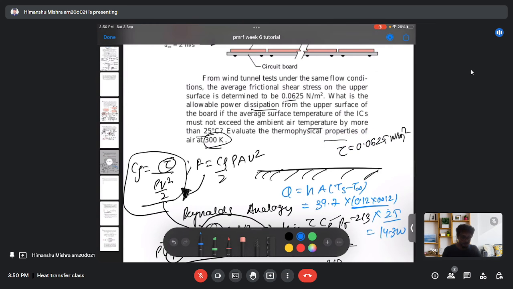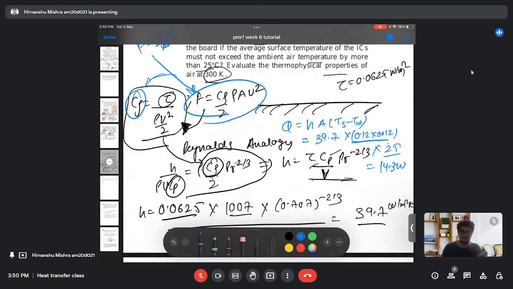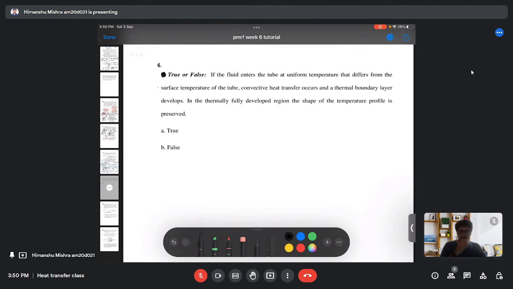So the question is similar to the previous one. We are given the shear stress and we can find the drag force coefficient using the drag force relation. So force is actually given as shear stress multiplied by the surface area. From this expression we can find the drag force coefficient, and by using the Reynolds analogy we can define the relation between the heat transfer coefficient h and this drag force coefficient. And once we get h, it is very easy to find the total heat rate. So yeah, similar to the previous problem only. So let's move to a different problem.